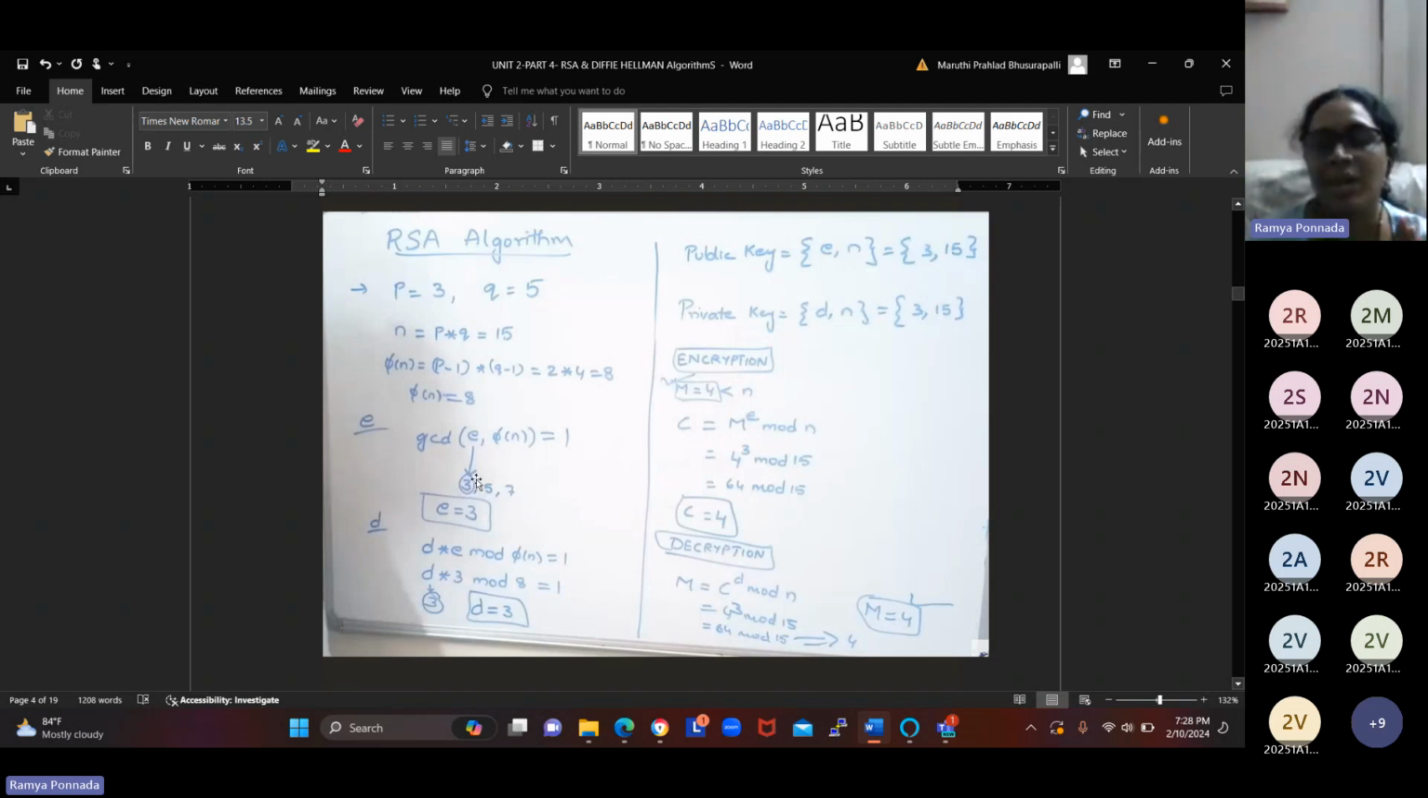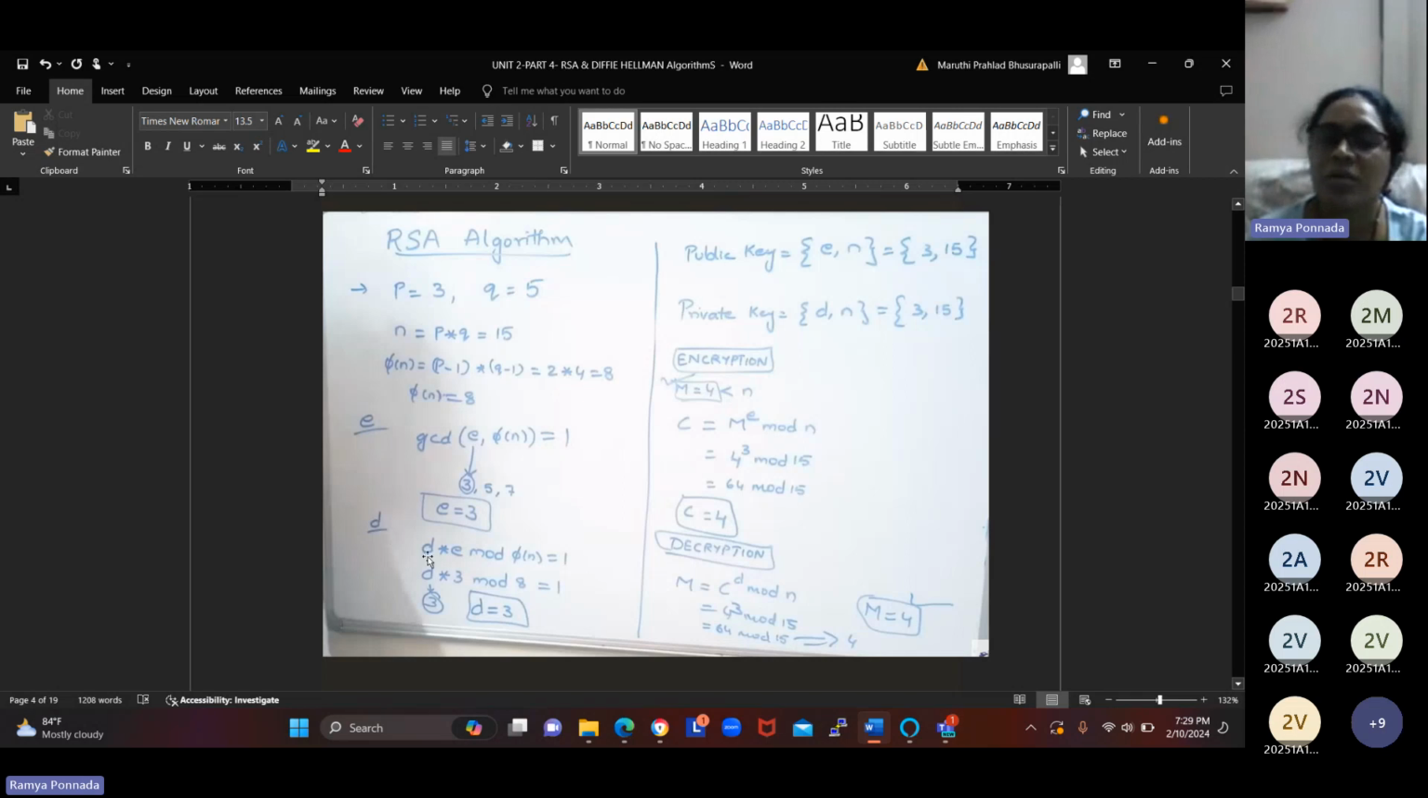So you can take any value. Here they have taken 3. So 3 comma phi of n. Phi of n is going to be 8, so 3 comma 8. The GCD needs to be calculated, and that GCD value should be equal to 1. That is step number 3.